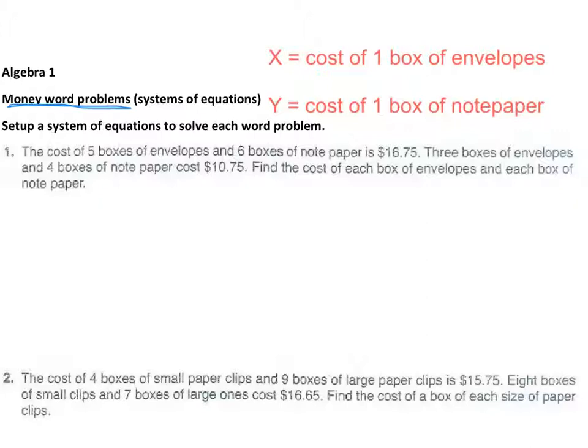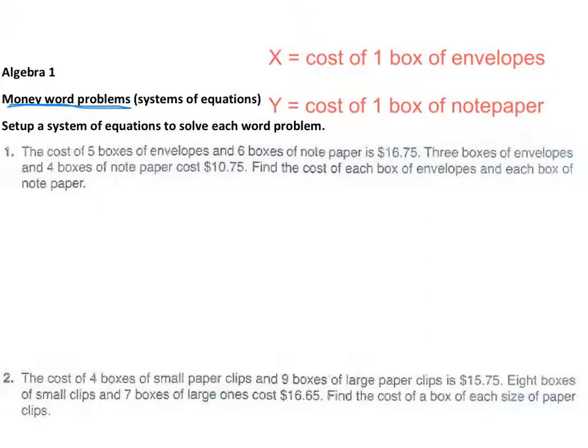Now, let's do the first problem together. Let's read through. The cost of 5 boxes of envelopes and 6 boxes of note paper is $16.75. And 3 boxes of envelopes and 4 boxes of note paper cost $10.75. We want to find the cost of each box of envelopes and each box of note paper.